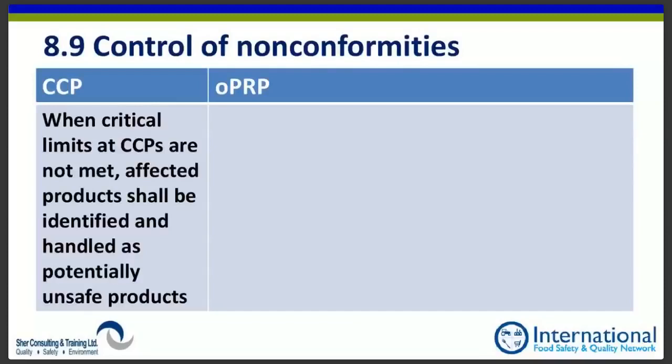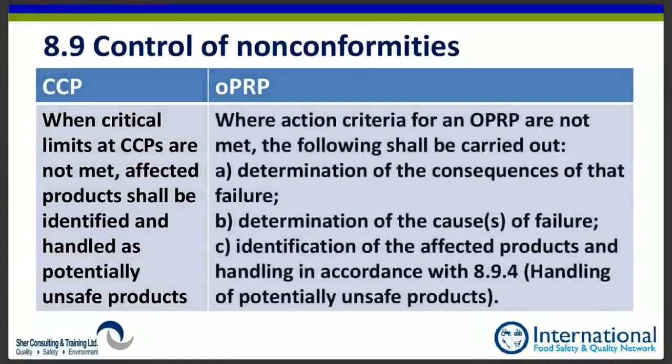If it were up to me, if I were to make the decision, then I would say the same thing. I would say when critical limits or action criteria at OPRPs are not met, exactly the same. I wouldn't make a difference. But the standard writers did give us a little bit more freedom with OPRPs. And the wording is as follows. Where action criteria for an OPRP are not met, the following shall be carried out.